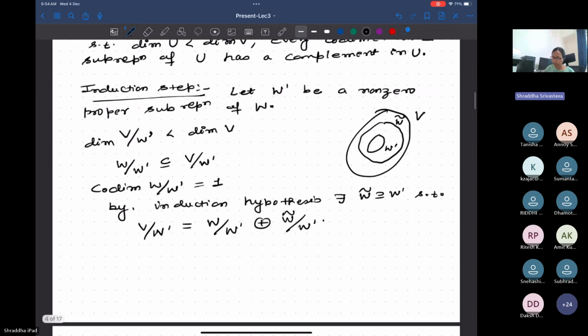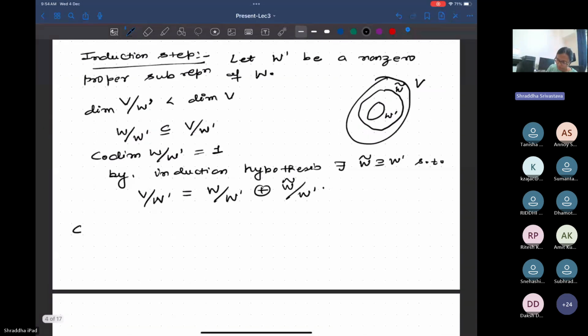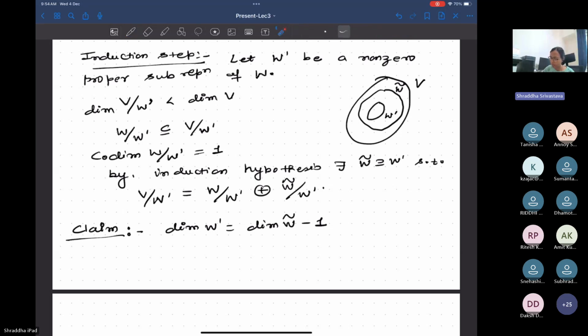This comes from the induction hypothesis, and there is a claim that I am not going to do, because it is dimension counting. You basically take the dimension of the quotient, and you can get a relation between the dimension of W tilde and W prime. So you can check it: the dimension of W prime is actually the dimension of W tilde minus 1. Good. So now we have located a sub-representation of V where W prime is actually co-dimension 1.